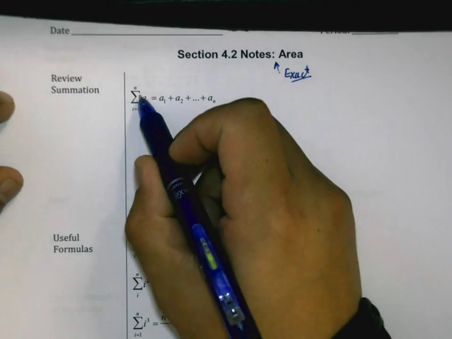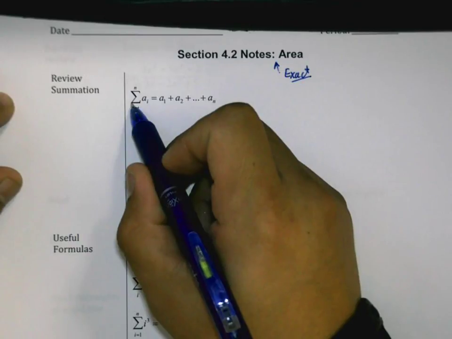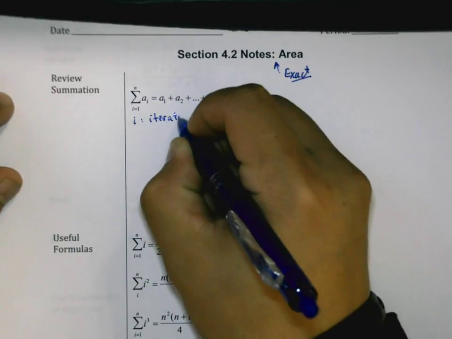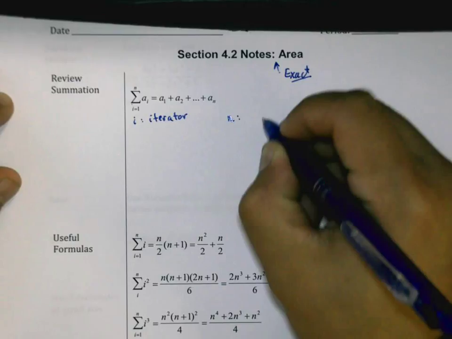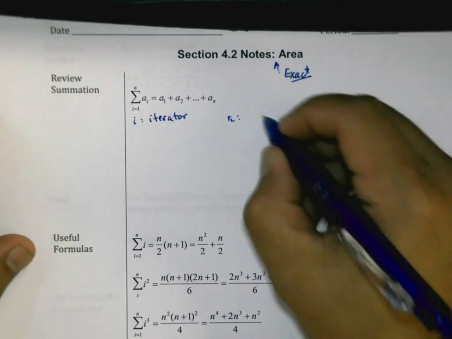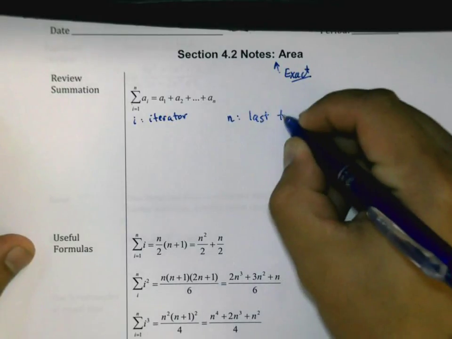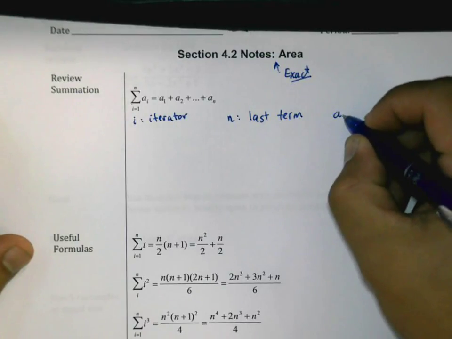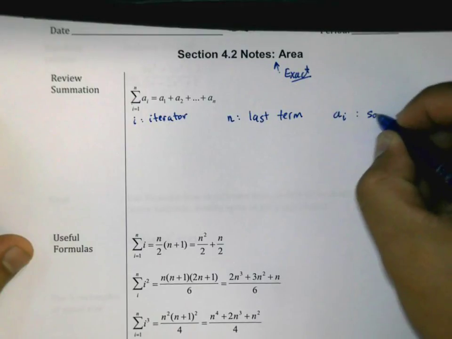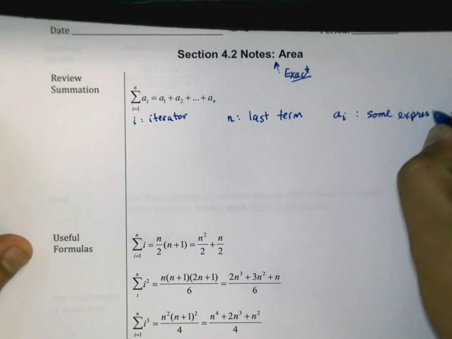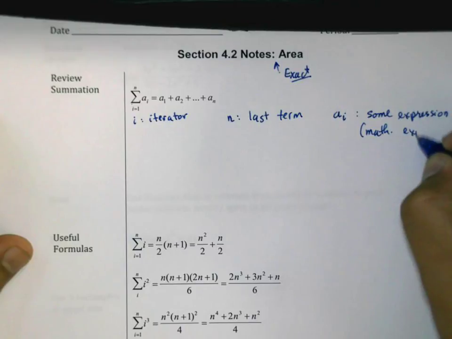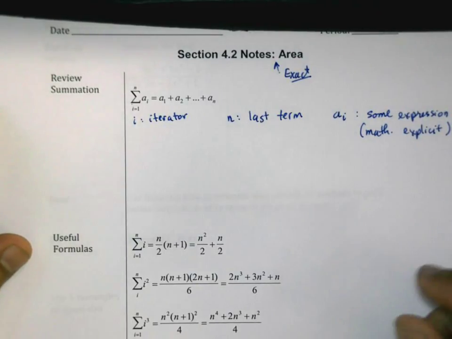So here I have this symbol, the sigma symbol, and it means just to add everything up. I is called the iterator. It's what's changing every time. N is the number of terms, but more specifically, it's the last term. In other words, it's the last iteration. And then a sub i is some expression, and it has to be mathematically explicit. Usually it's a sequence or a series or a function of some sort, and it may be very complicated.